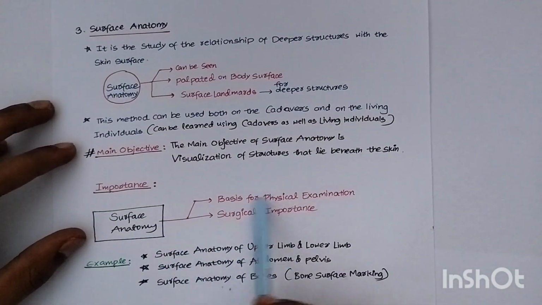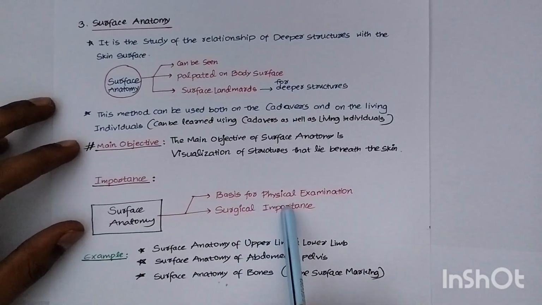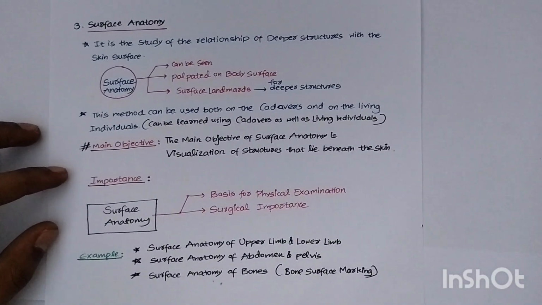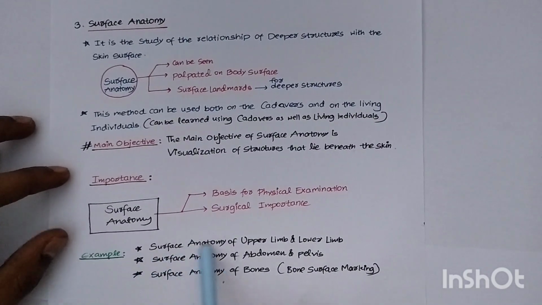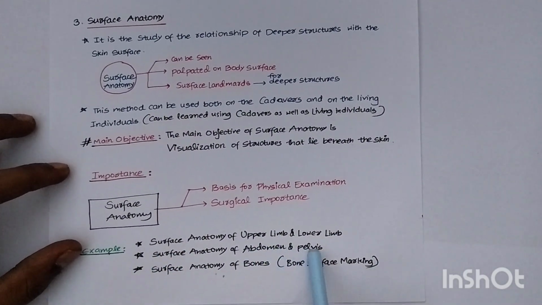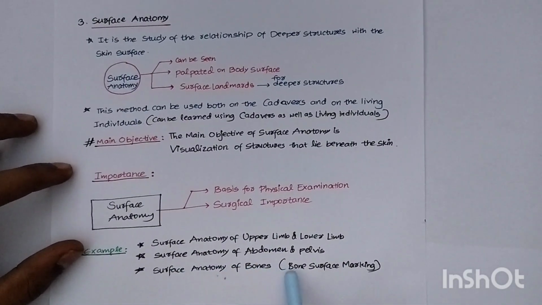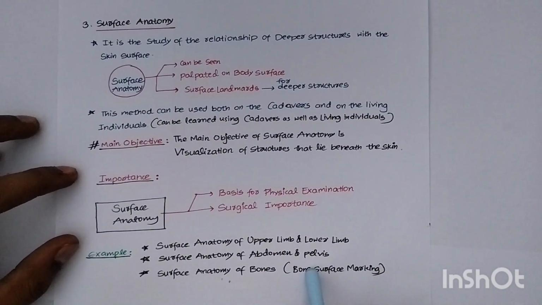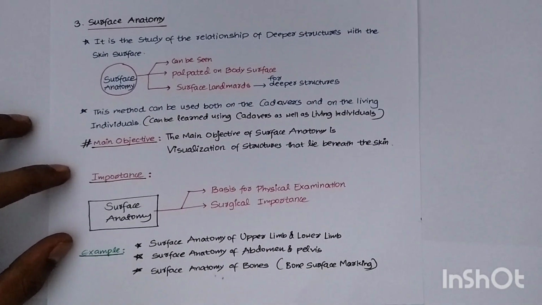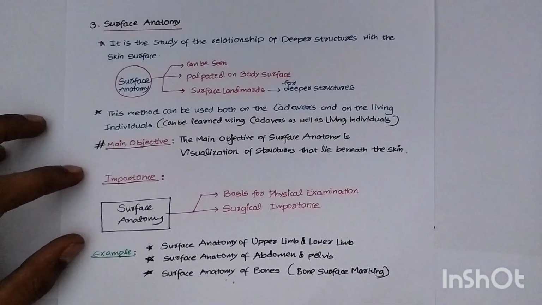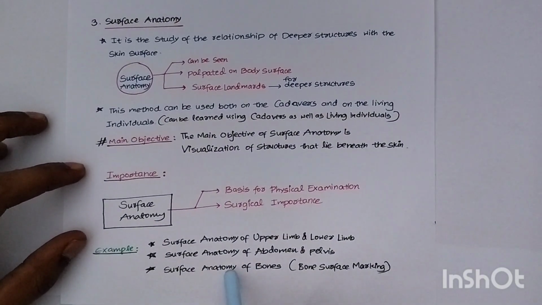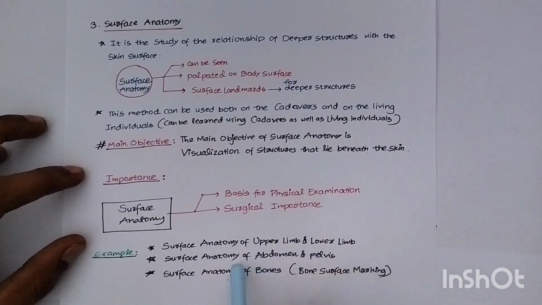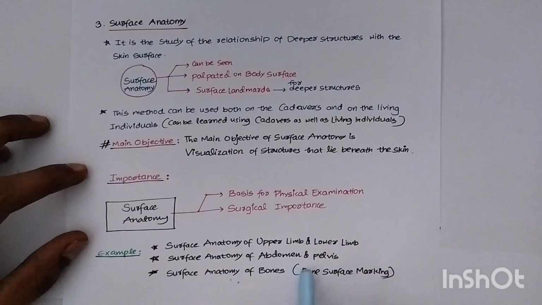And the surface anatomy is the basis for physical examination and surgical importance. Yes, it's very important in surgical procedures. Example: surface anatomy of upper limb and lower limb, surface anatomy of abdomen and pelvis, surface anatomy of bones. Bone surface markings are very important. You'll be asked, of course, in your practical examinations, like where is McBurney's point, and where is the asterion. So like that surface markings you are asked on the bones, skull bones and your long bones. So locations, landmarks, you will be asked. So it will be helpful if you learn.